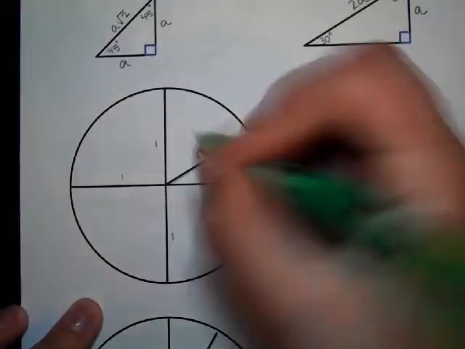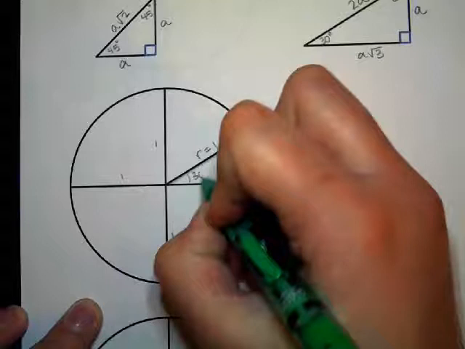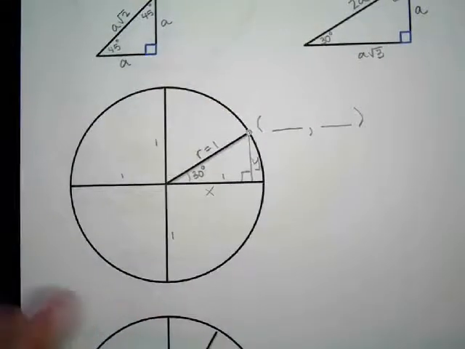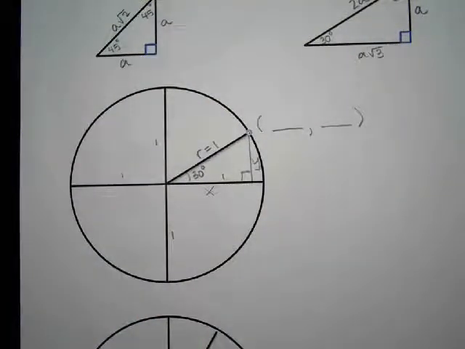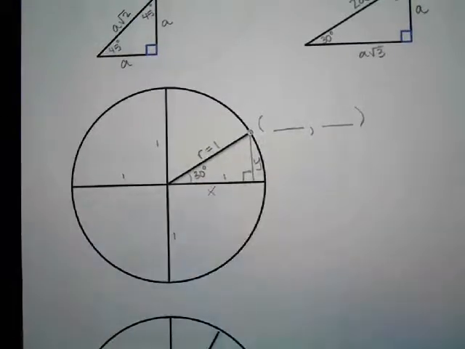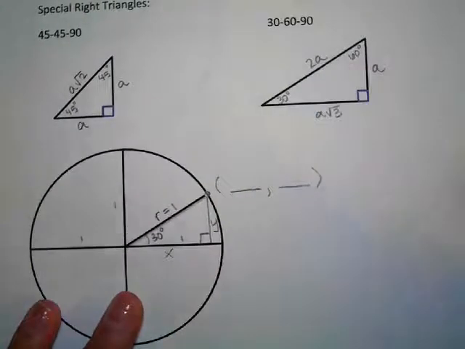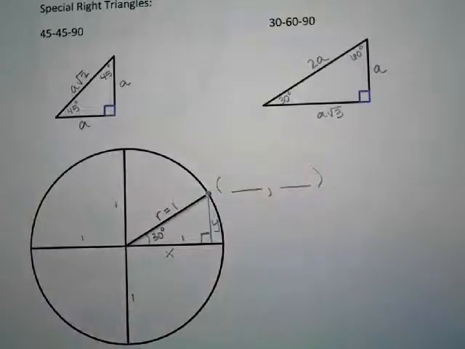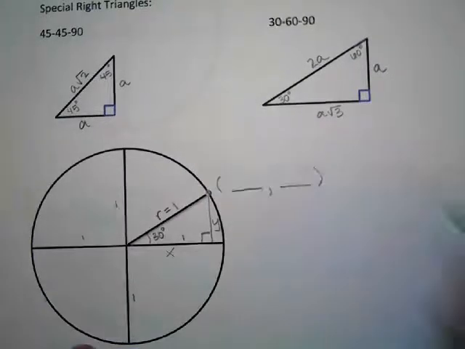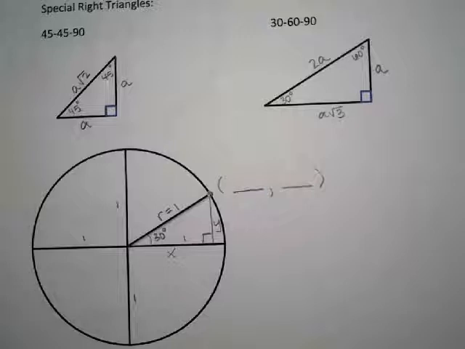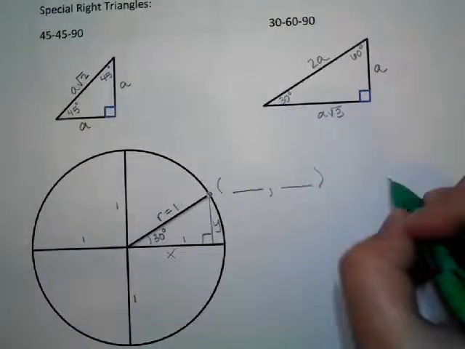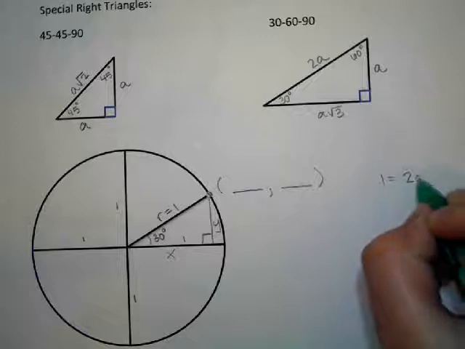Now, if you were to measure this angle right here, it would be 30 degrees. So this is a 30, 60, 90 triangle. Does that make sense? Okay. So the hypotenuse is 1. The hypotenuse of 1 corresponds to which side of this triangle? It corresponds to the 2A side. So we're going to go back to that day when we did the special right triangles, and say 1 equals the 2A side.